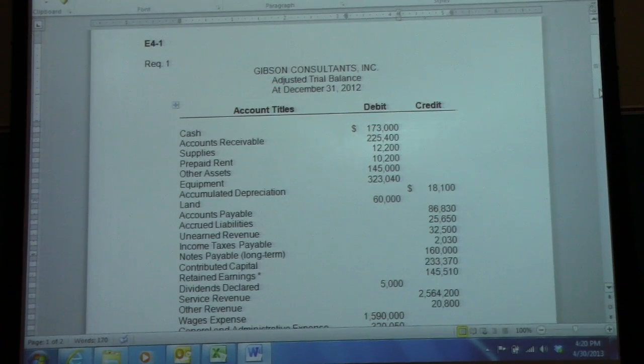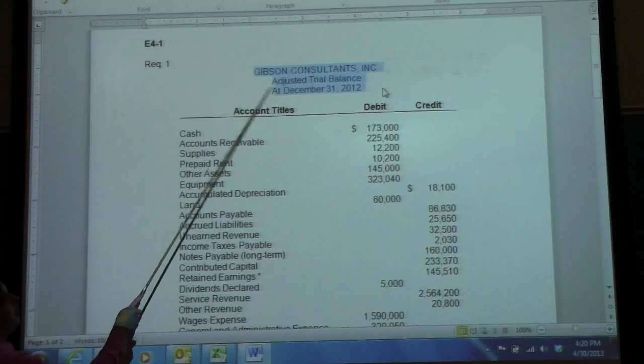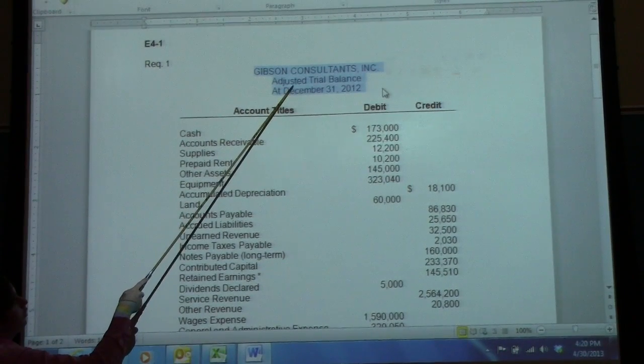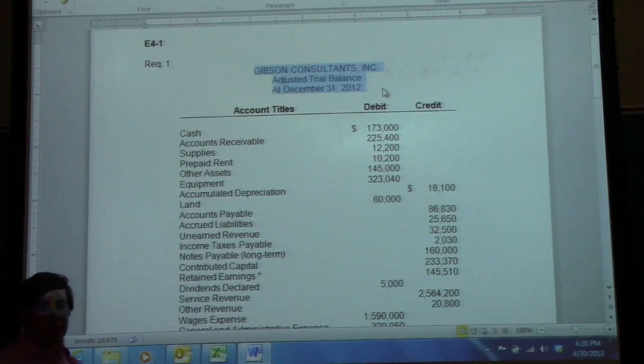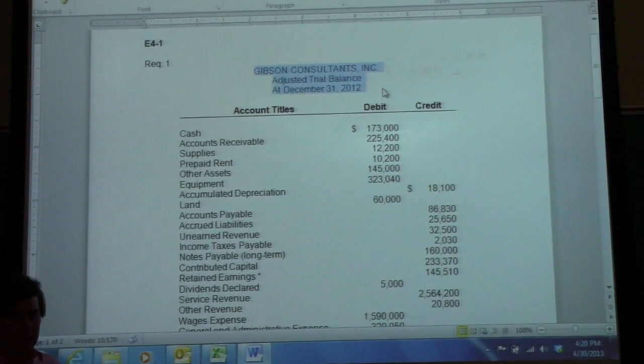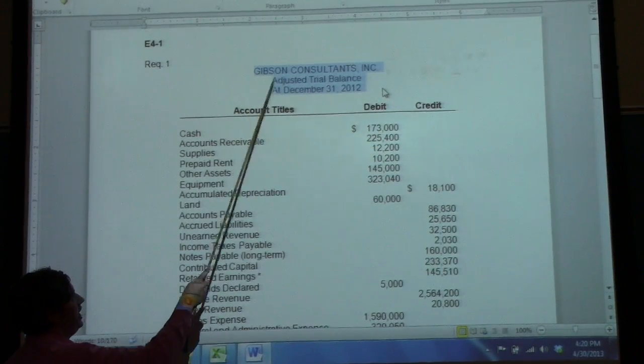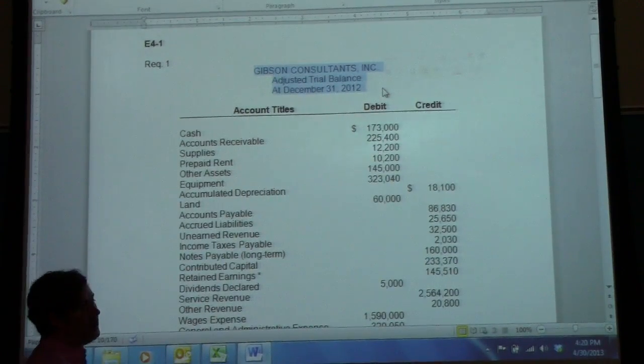When we're making our trial balance, I want you to note that the first thing here at the top is the header, okay? We have the company name. We're writing out the report. Here we show an adjusted trial balance. Notice in the previous chapter, chapter 3, we did an unadjusted trial balance. Here we have an adjusted trial balance. And notice it's as of a certain date. It's as of December 31st, 2012, okay?